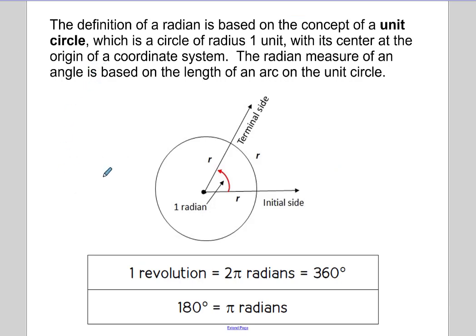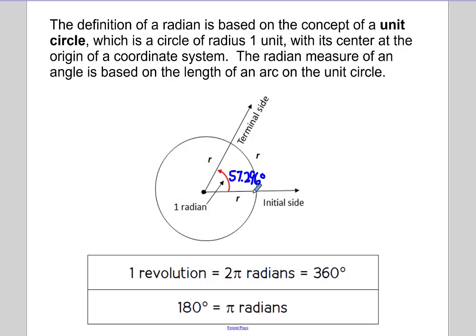So what does that look like on a circle? Well, the definition of a radian is based on the concept of a unit circle. And when I say unit, I mean that from the center out to the edge, that's 1 unit, whether it's 1 mile, 1 foot, 1 centimeter, 1 millimeter, 1 yard. A circle whose radius is 1. If we measure off from the center, the radian measure of the angle, this measurement in here, is going to be roughly 57.296 degrees.